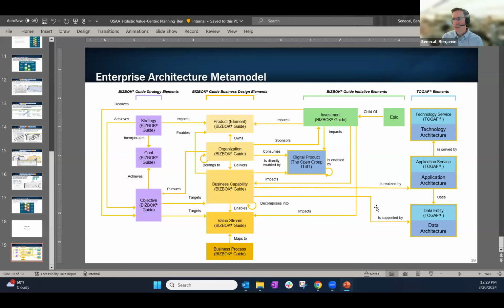The information architects or data architects are mainly focused on putting in the data architecture pieces shown to the bottom right. And the technical architects are looking at both the application and infrastructure layers, that technology architecture that drives the applications.